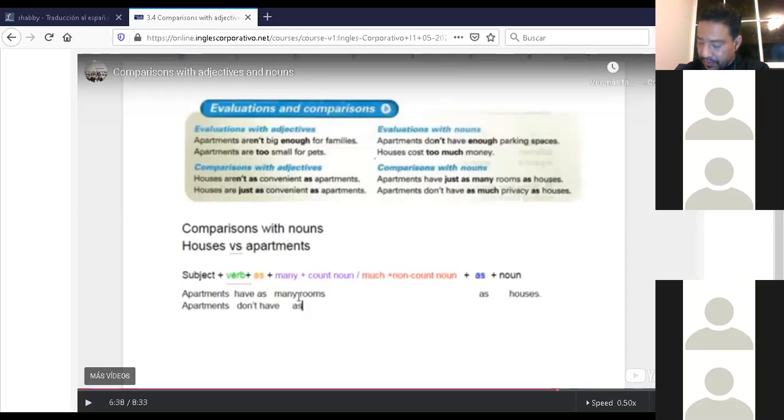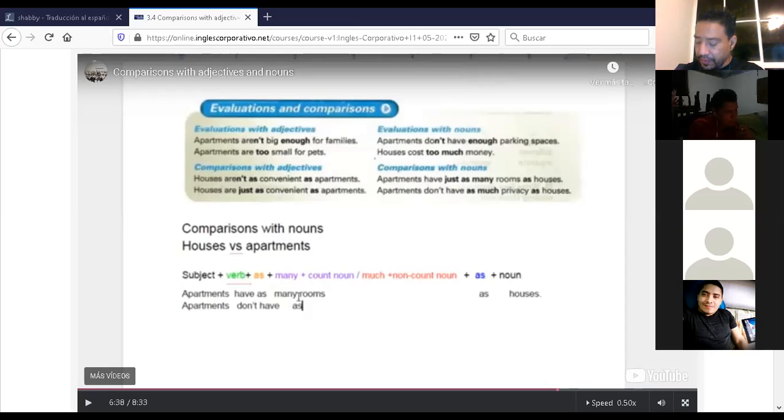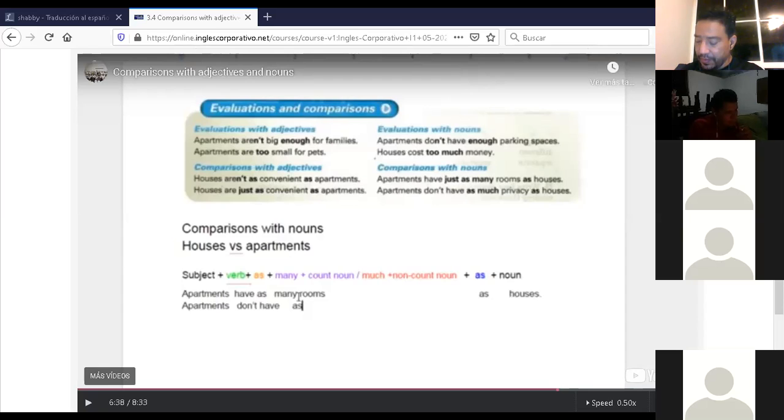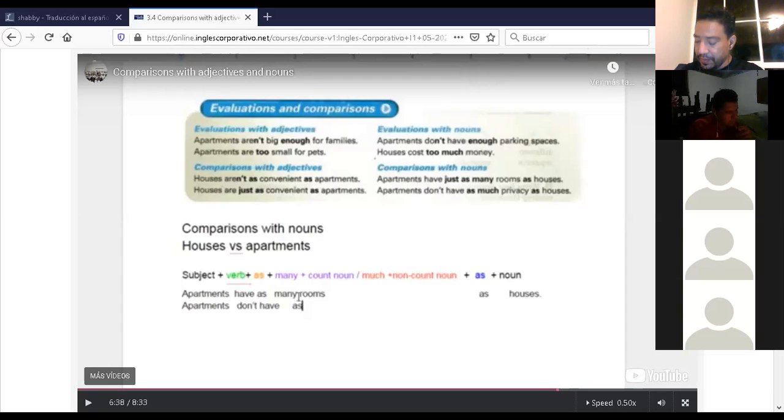Now, digamos que Rómulo está a dieta. Quiere bajar ahí la panza. So, how do we say Rómulo no come tantas pupusas como Luis? Rómulo doesn't eat as many pupusas as Luis. Okay. So, el mínimo común denominador aquí es que estamos hablando de las pupusas. La comparación entre Rómulo y Luis es cuántas pupusas se comen. Right? Now, try to give me some examples in English or Spanish, and we are going to make them in affirmative and negative. Anybody can participate.